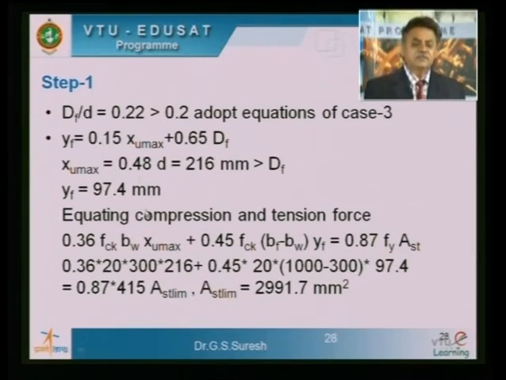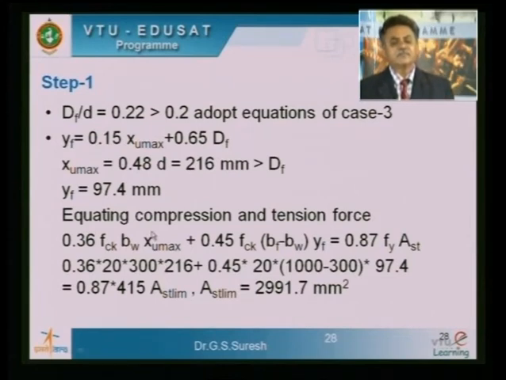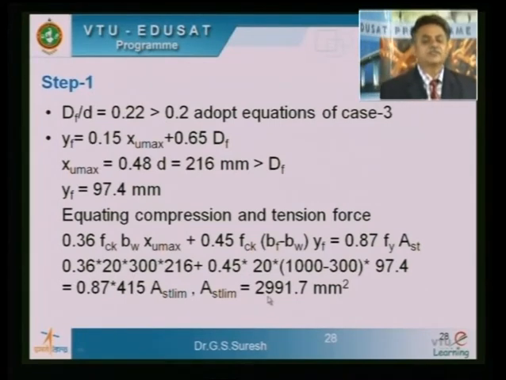So, equating the compression force and the tension force, this is for the web portion up to the top of the concrete extreme fiber, and this is the flange portion. I get the value of AST limb as 2991.7 mm².